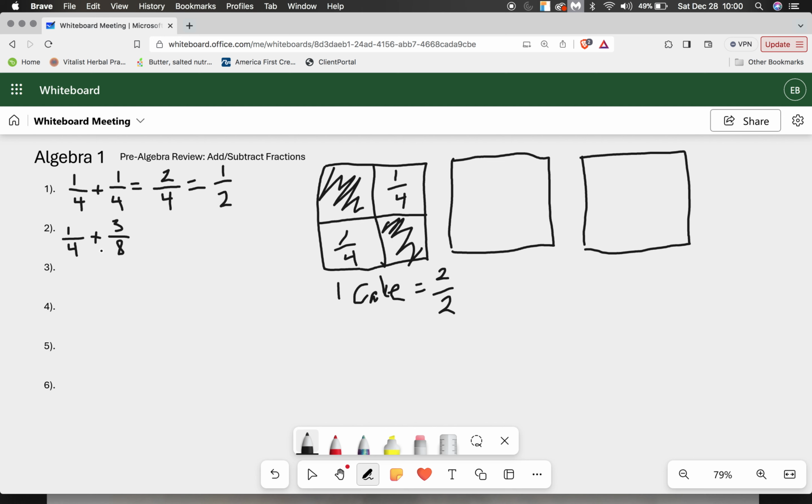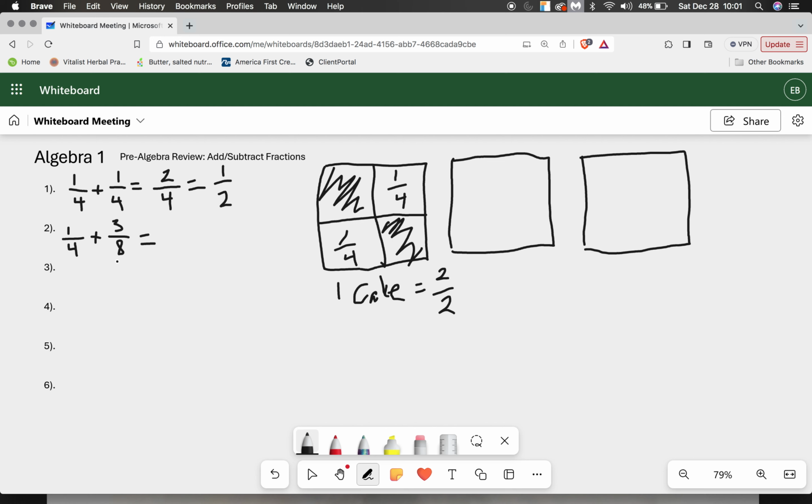Now let's get to the second problem. We have 1/4 plus 3/8. Now this is a little tricky because we don't have the same size pieces here. We have a piece of cake that's 1/4 size, and we have pieces of cake that are 1/8 sized. And we can't just add those together unless these bottom numbers are the same. We have to make sure these bottom numbers are the same in order to add our fractions together.